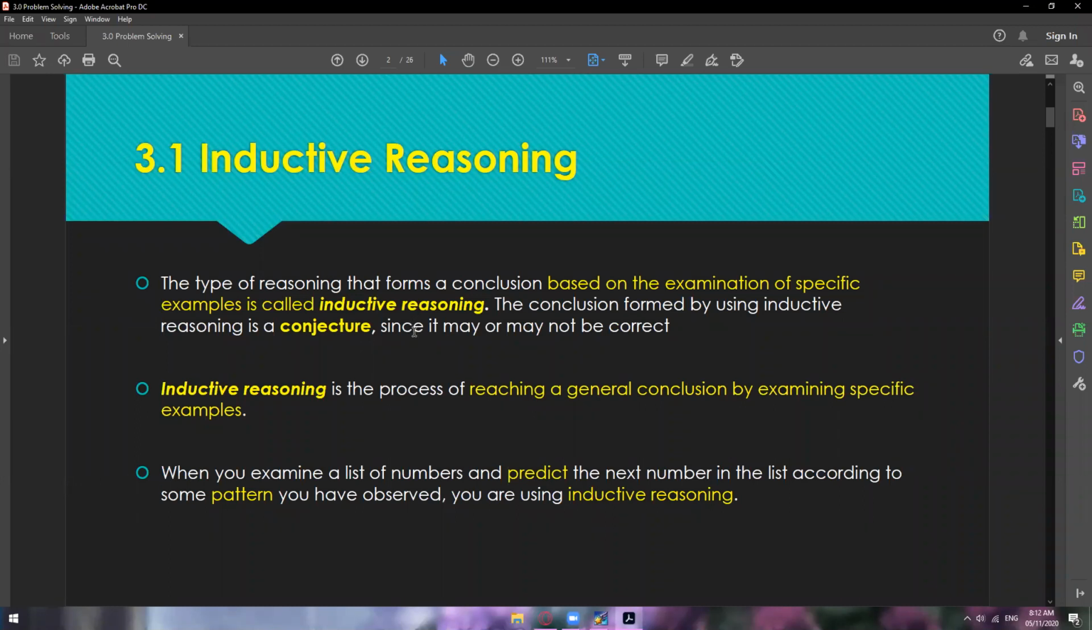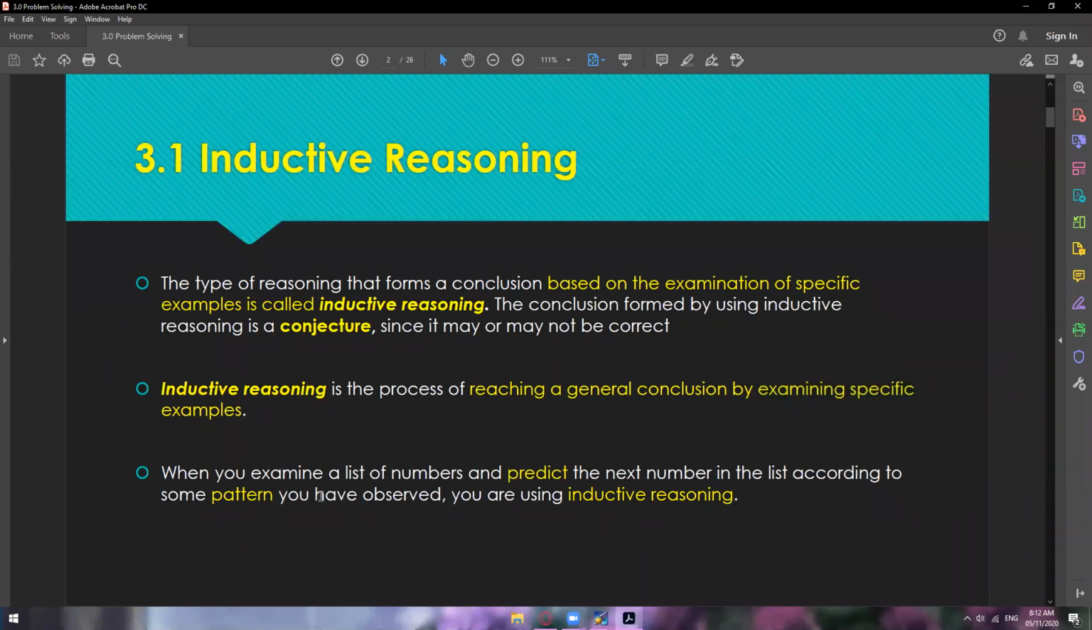If there's a given example, like three or more, then that is already inductive reasoning. But if you're basing your result, your conjecture, or your observation on a principle, on a general conclusion, that is the other one, which is deductive reasoning. Inductive reasoning is a process of reaching a general conclusion by examining specific examples.